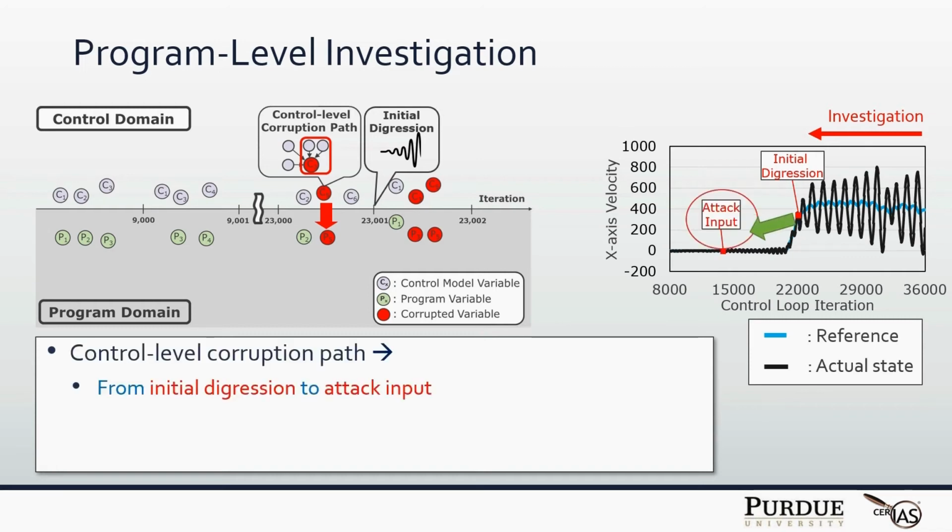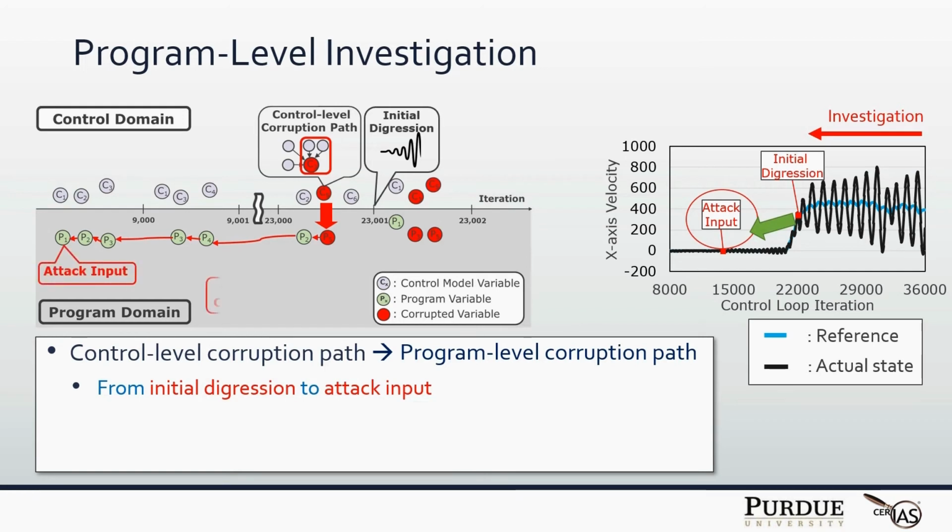Recall that MAYDAY has inferred the control level corruption path from the attack input to the initial digression. The goal of the program level investigation is to find the corresponding program level corruption path by backtracking the program level log. The path is shown in the animation.